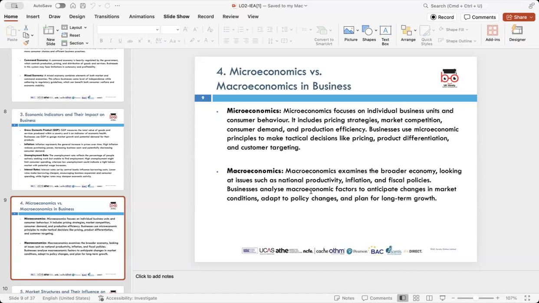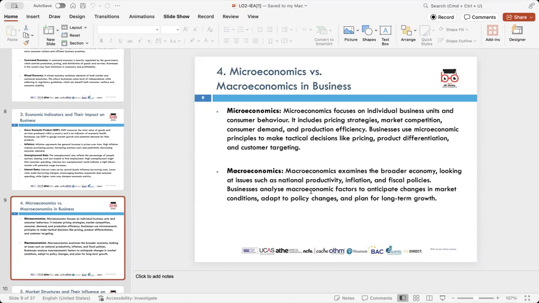Microeconomics focuses on individuals, businesses, and consumer behavior. It deals with pricing strategies, production costs, market competition, and consumer preferences. Businesses apply microeconomic principles when deciding how much to produce, what prices to set, and how to differentiate their products from competitors. For example, a company launching a new product must analyze consumer demand, competitors' pricing, and production costs to determine a profitable selling price.